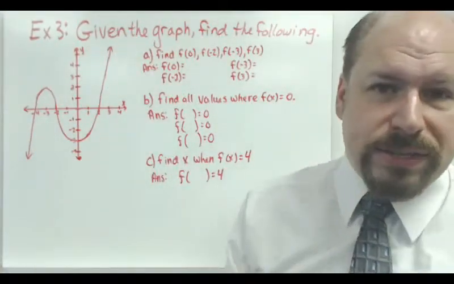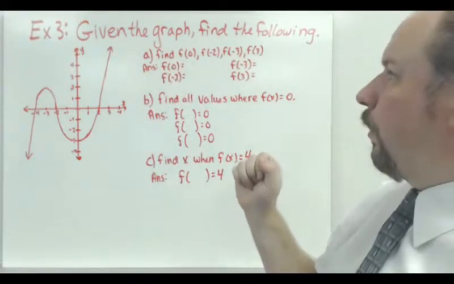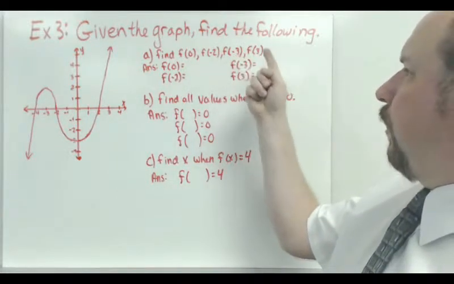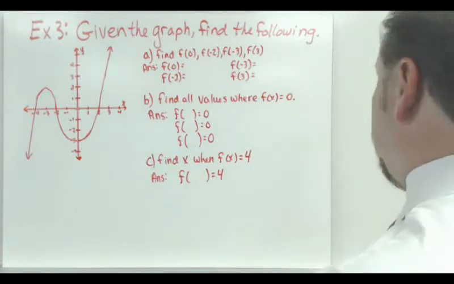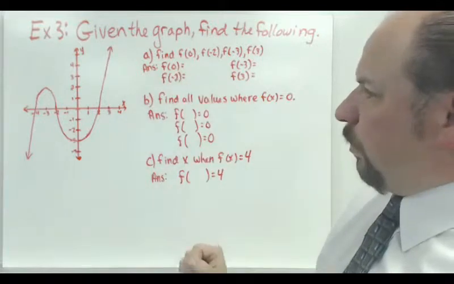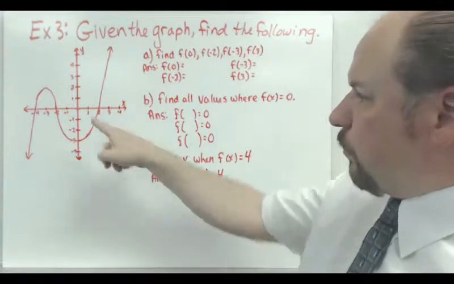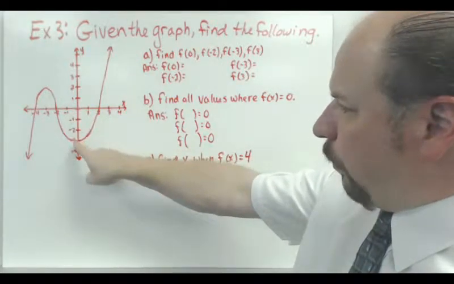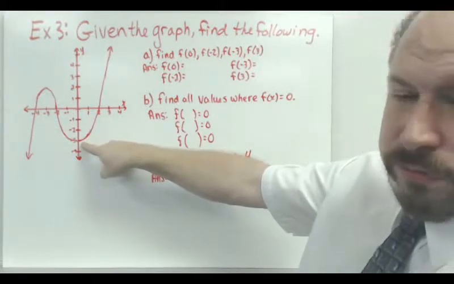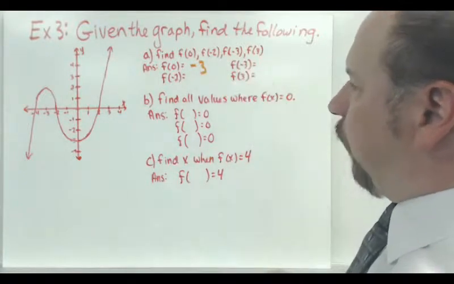Okay, again, we can do that same sort of thing with a graph as well. So this time, given the graph, find the following. First, find f of 0, f of -2, f of -3, and f of +3. First of all, f of 0. Remember that's when our input value, or our x value, is 0. So if we look here where 0 is on the graph, f of 0 is -3. So our first answer right here is -3.